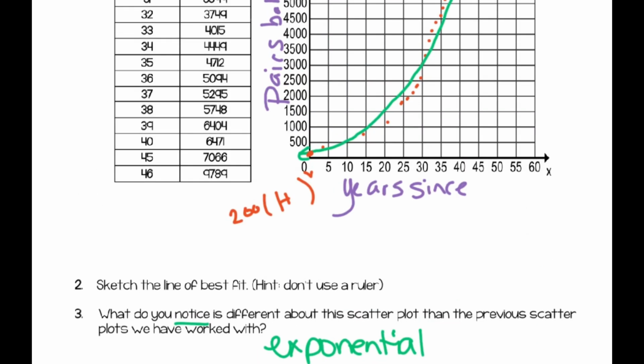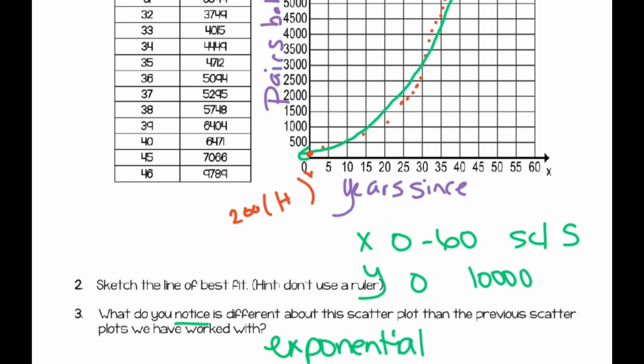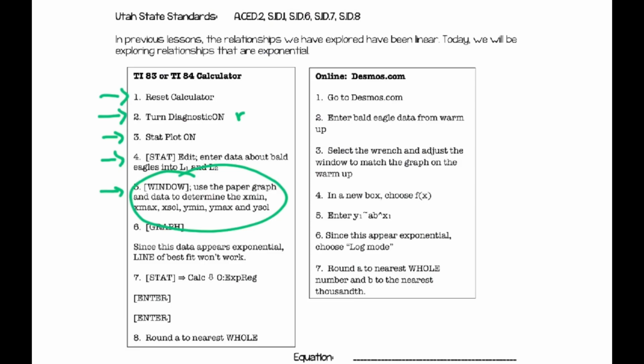So you want your window on the X to go from 0 to 60 by a scale of 5. And on the Y, you want it to go from 0 to 10,000 by a scale of 500. Okay, so when you set up all that stuff, that's what you're going to do. So pause the video and go through all of those steps, and then we'll go through entering the data and finding the equation for the data.